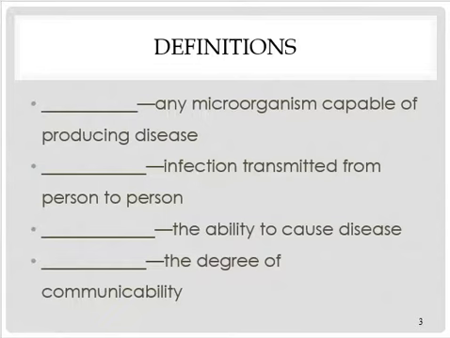Blank is any microorganism capable of producing a disease. If you wrote in pathogen, you are correct. Blank is an infection transmitted from person to person. The answer to that is communicable infection. Blank is the ability to cause disease. That is pathogenicity. Blank is the degree of communicability. The answer to that is virulence.